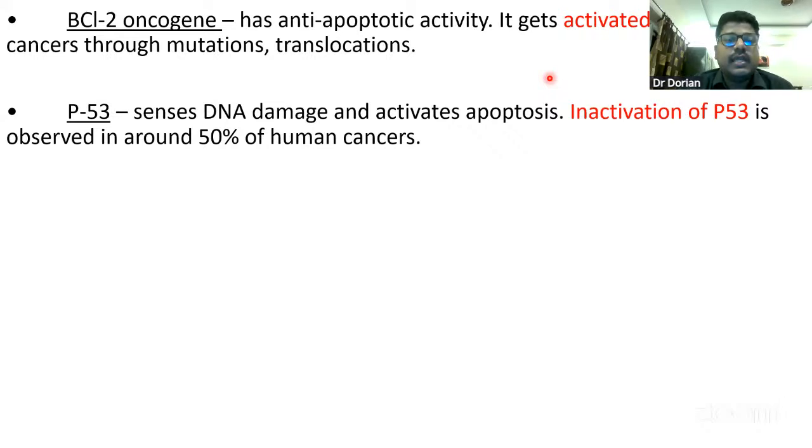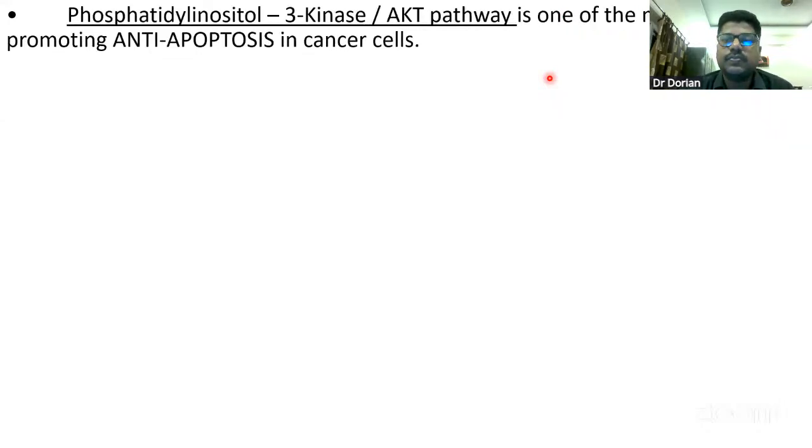P53 senses DNA damage and activates apoptosis. P53 is called the guardian of the genome. Inactivation of P53 is observed in around 50% of human cancers. And the phosphatidylinositol 3 kinase AKT pathway is one of the major pathways promoting anti-apoptosis in cancer cells.